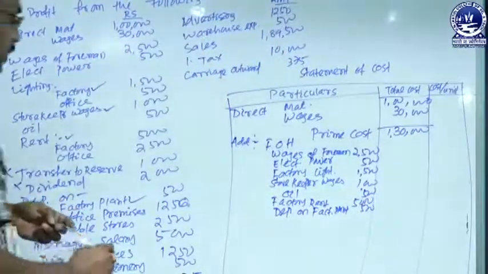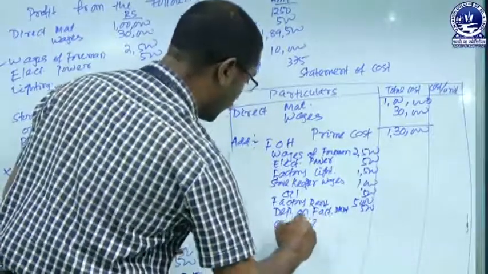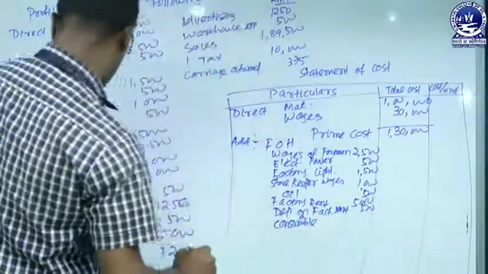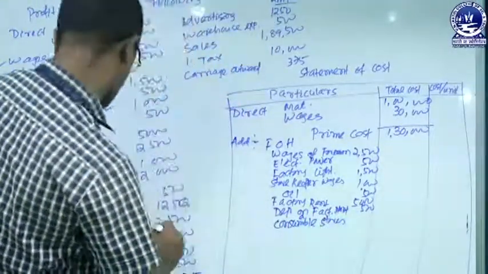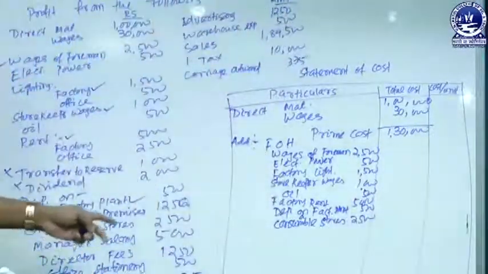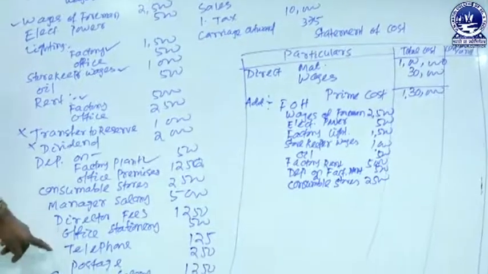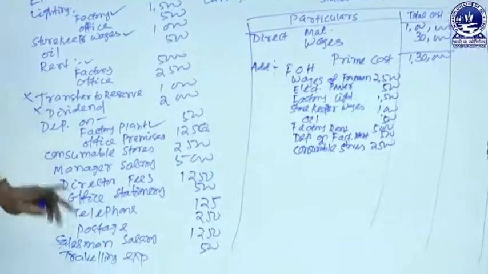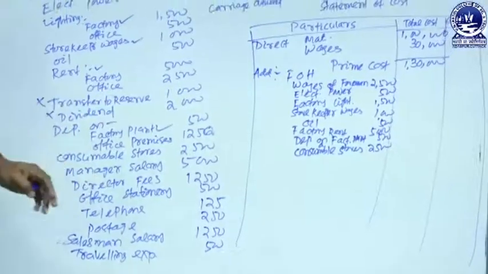Consumable stores are also taken into consideration under factory overhead because they are required at the time of producing a product. The amount of consumable stores is 2500. Then manager salary, that is office overhead. Director fees, office overhead. Office stationery, office overhead. Telephone also office overhead. Postage also office overhead. So there is no other item coming under factory overhead.